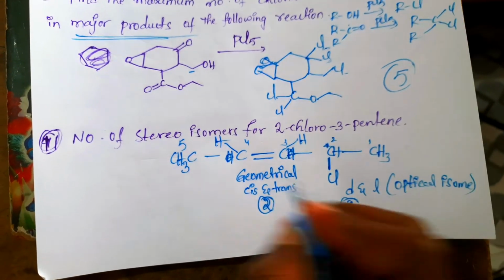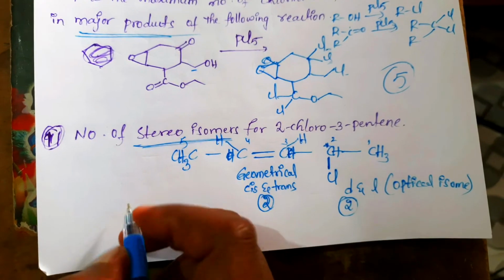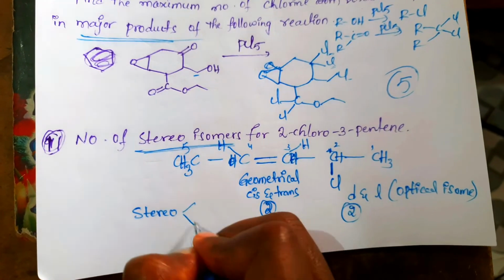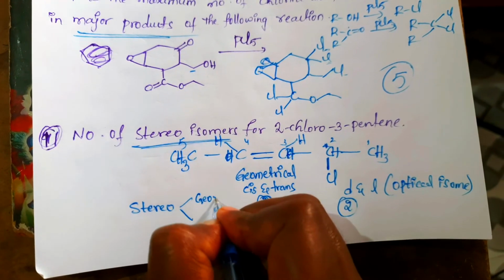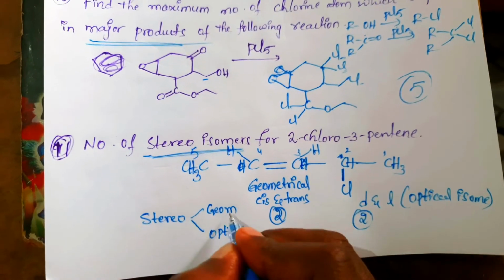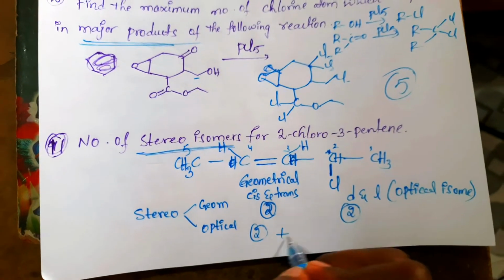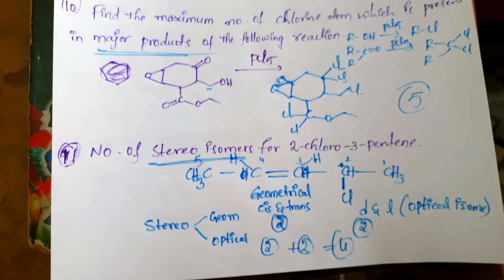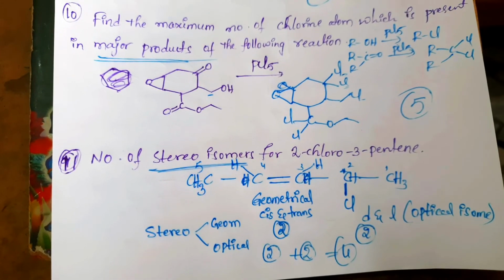Now what they are saying? They are asking you to calculate stereoisomers. So stereoisomers come under what? Geometrical and optical. The sum of the geometrical and optical will give you the stereoisomers. So here geometrical 2 and optical will be 2. So total how many stereoisomers? It will be 4 stereoisomers possible.